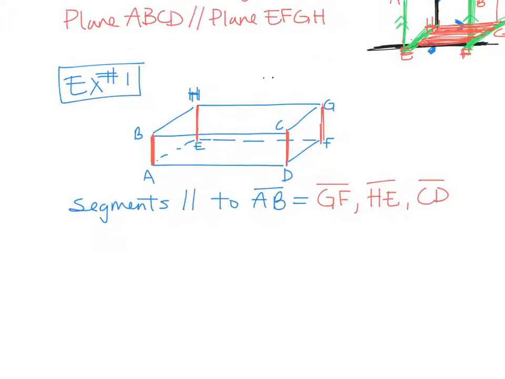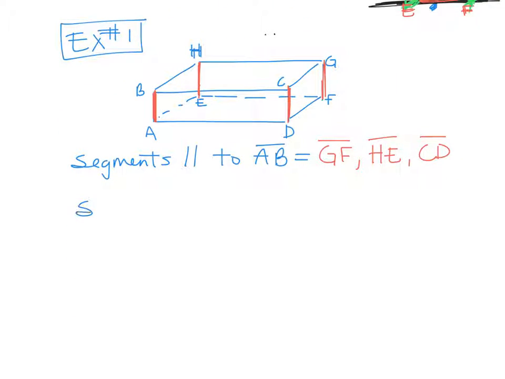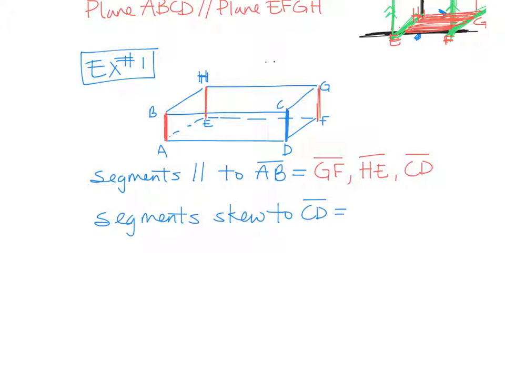What if I said I want segments skew to CD? Okay, so here's segment CD, right? I want all the segments that are skew to that. HE would be parallel to that, right? HE and CD are parallel. So we want them not to intersect, but not in the same plane. EF would work, yep. EF back here is 1.